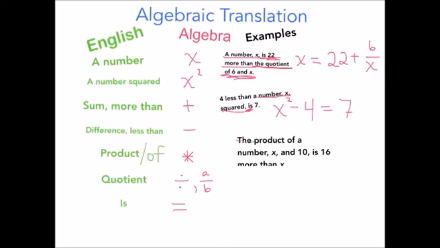We see the word product, and that implies multiplication. We're multiplying two things together, x and 10. So we're going to write that as 10 times x, or just 10x, is 16 more than x. And there you go. That's how we translate into the lovely language of mathematics.